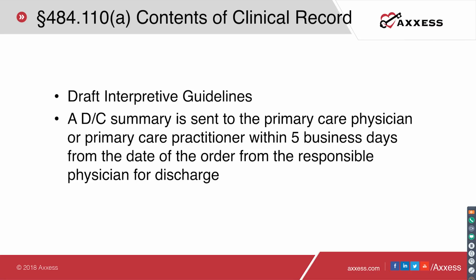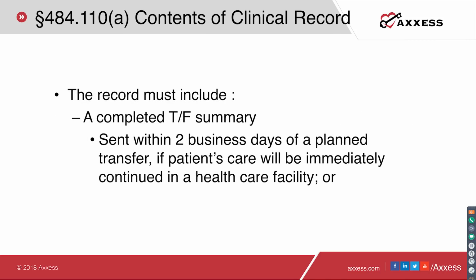They're talking about 5 days from when you got the order to discharge that patient. So that's a timeline you're going to have to pay attention to as well. You must also have, if it's applicable, a completed transfer summary that needs to be sent to the transferring facility within 2 business days. If it's a planned transfer and they're going to continue to get health care in this facility, you have to send that out within 2 business days.